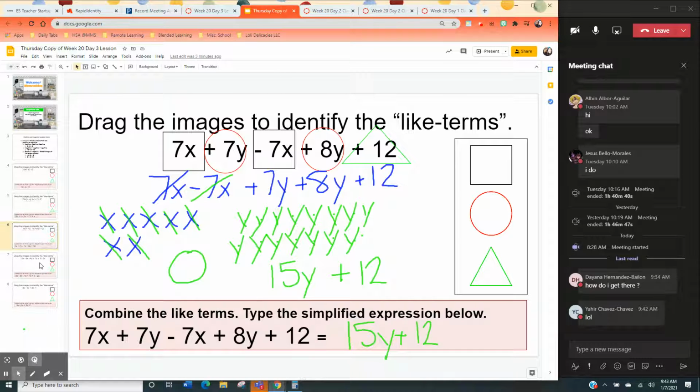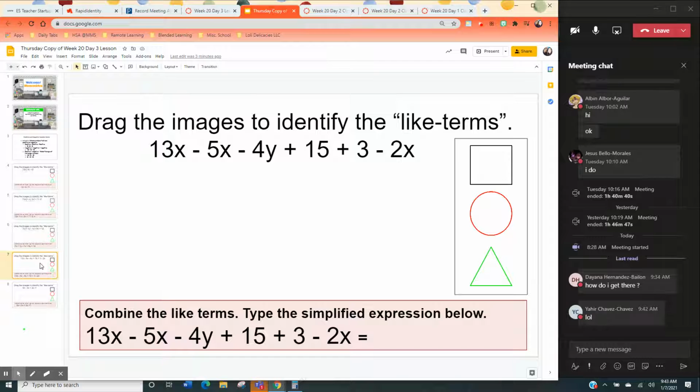So now you guys are going to go ahead and have a chance to do this one. I want you to start by putting those shapes around like terms and start solving. And then I'm going to call on some people to give me answers and help me work it out. So go ahead and take about a minute and a half.